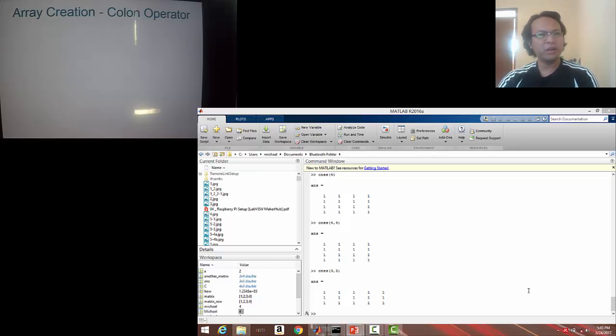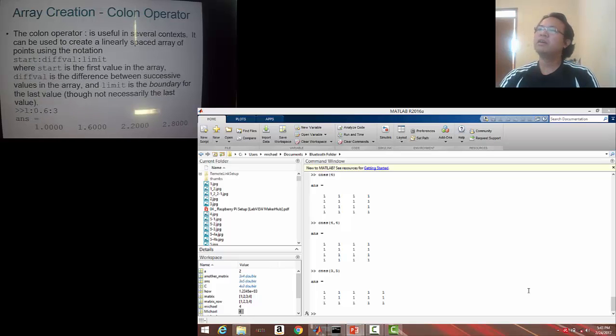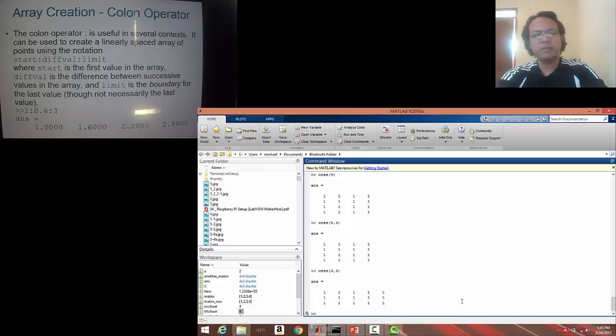Now, colon operator. What is this? Okay. The colon operator is useful in several contexts. It can be used to create a linearly spaced array of points using this notation: start, difference value, then limit. So it's just like this. If you say 1, and then 2, and then to 10, so what do you expect? So it starts with the number 1. Oh, okay, let's write first. A is equal to, like that, it will be better. So A starts with 1.